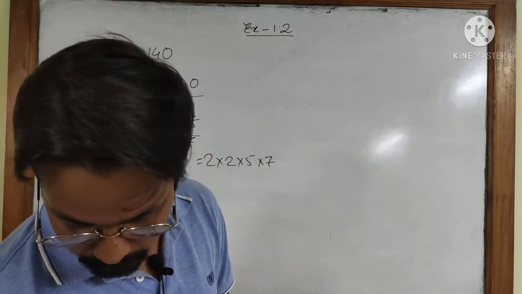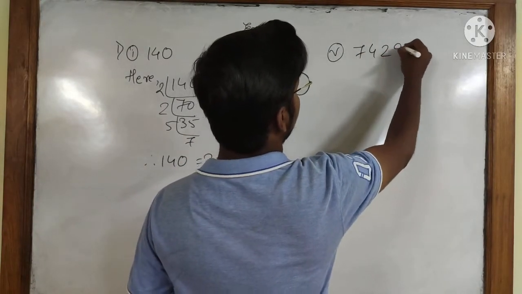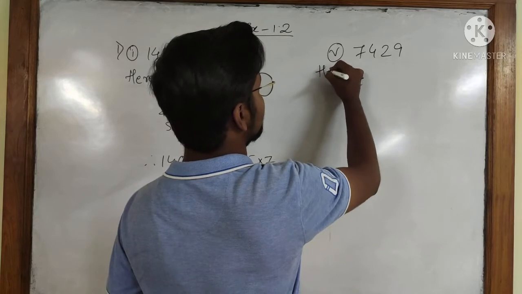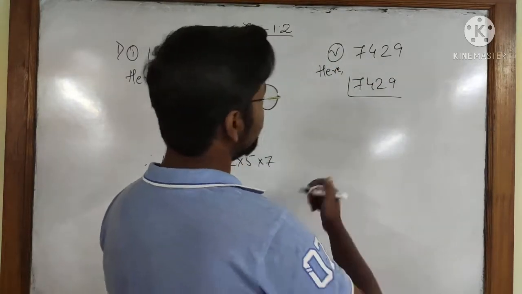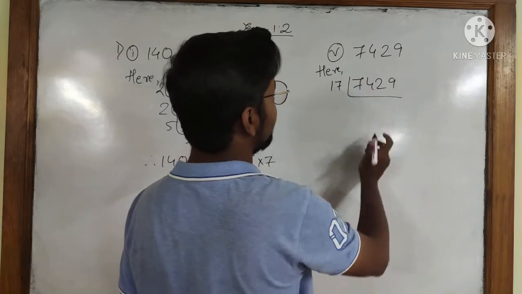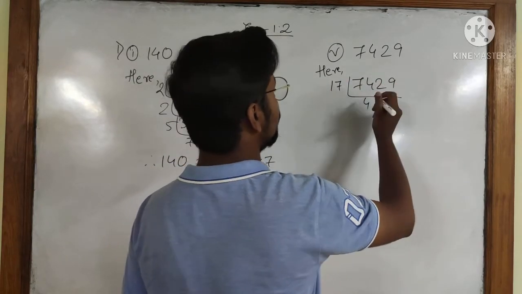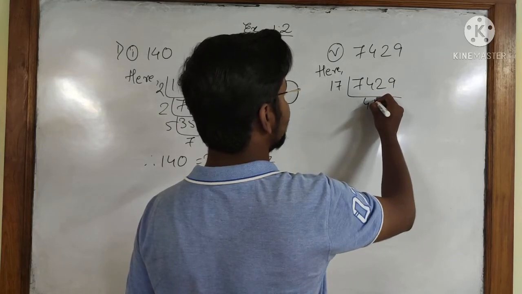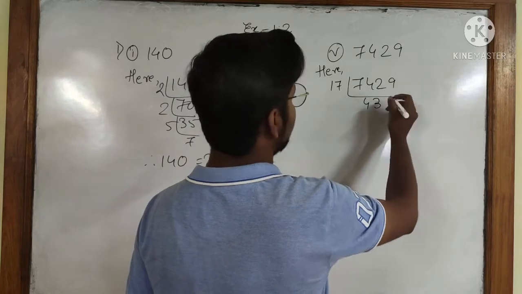Okay, a number, suppose number 5, 7429. So if you do the prime factorization here, this one we can try with 17. 17 4s are 68, so it will be 437. So again we can go for 17, 3s are 51, so 119. 119 means 17 into 7.